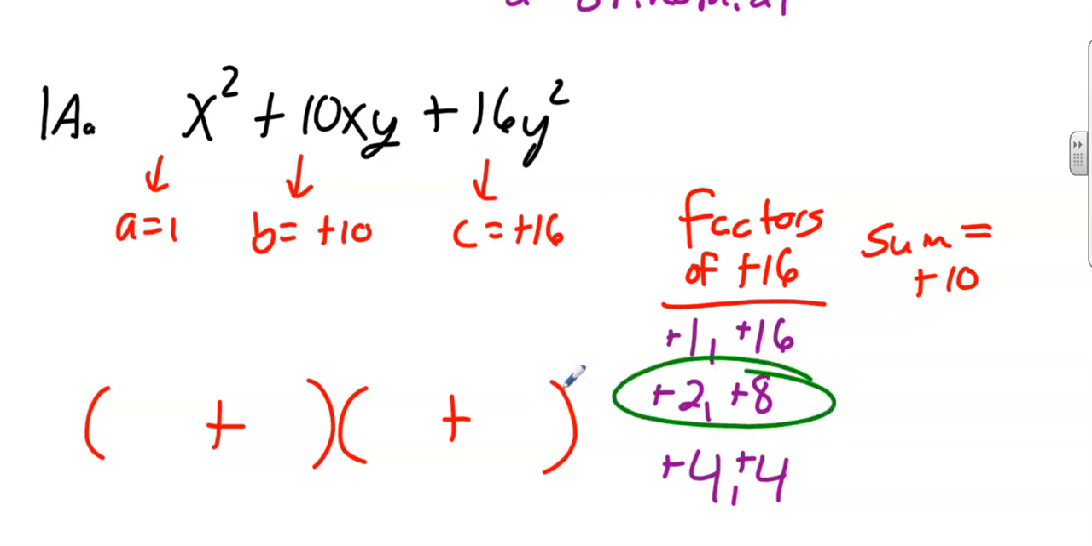Okay, the only thing you do different is it's still going to be x plus 2. It's still going to be x plus 8. The only thing you do different is on the numbers at the end. Since this is y squared, you just go back and put y's on the second numbers. Whatever these factors are, you just attach a y, or whatever variable they give to you, to the factors.